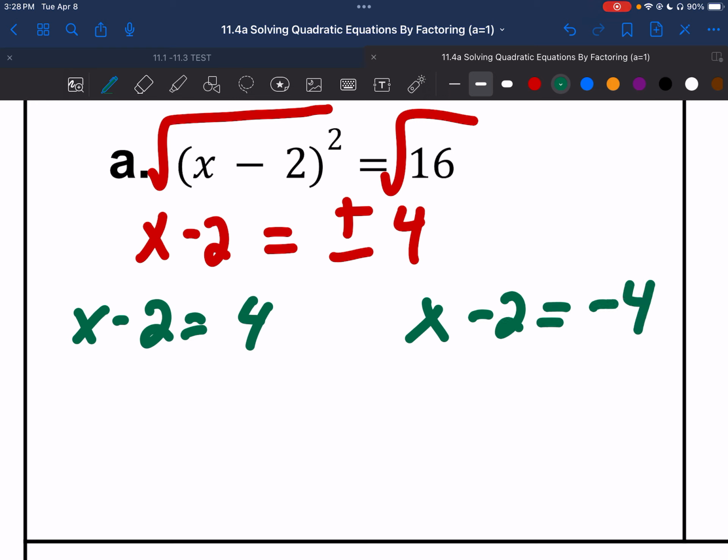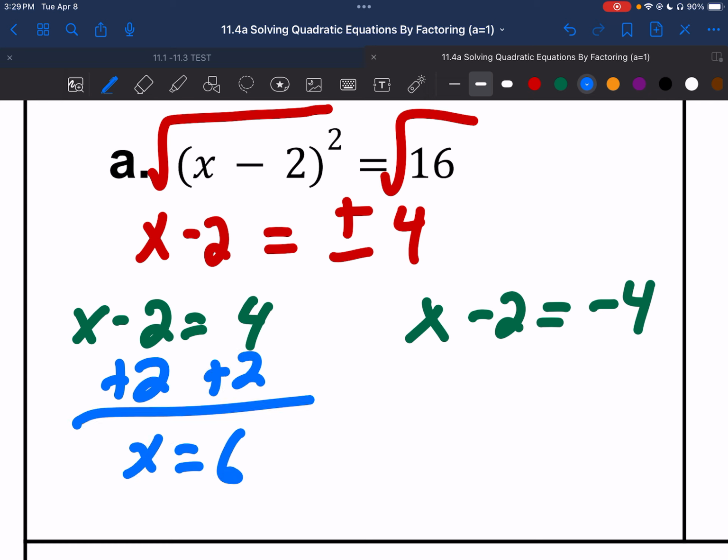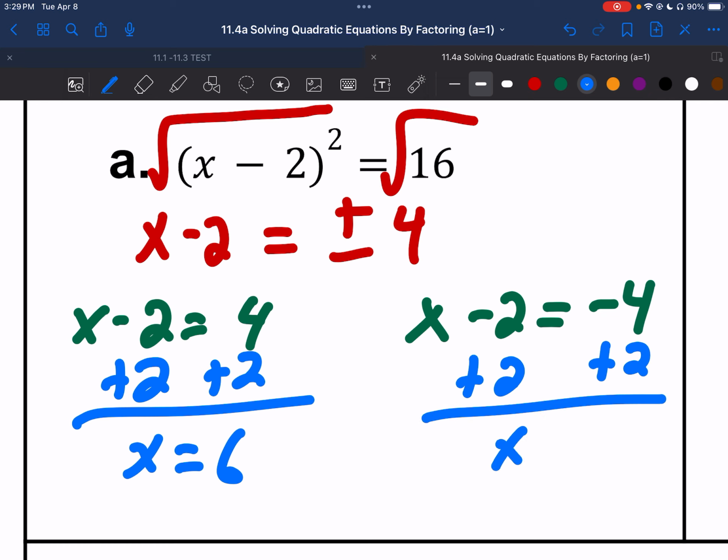Now we're going to solve for x. Add 2 to both sides on the left, x equals 6. Add 2 to both sides on the right, x equals negative 2. Right, so now this works when you have, in this case, a binomial squared. So if it's written in vertex form, you can solve using square root. Or if you just had an x squared term on the other side or an ax squared term, you'd be able to solve using square roots as well.